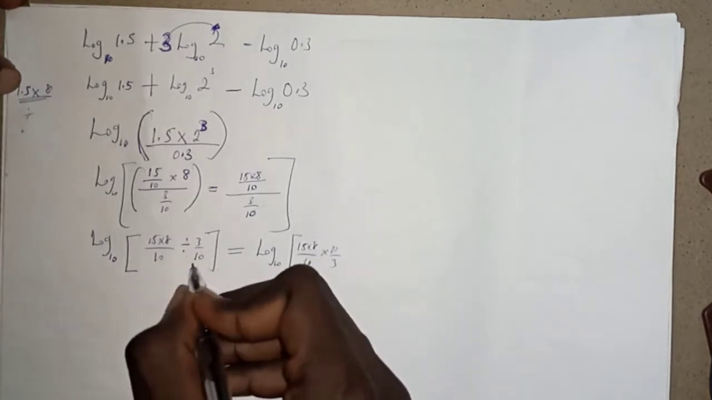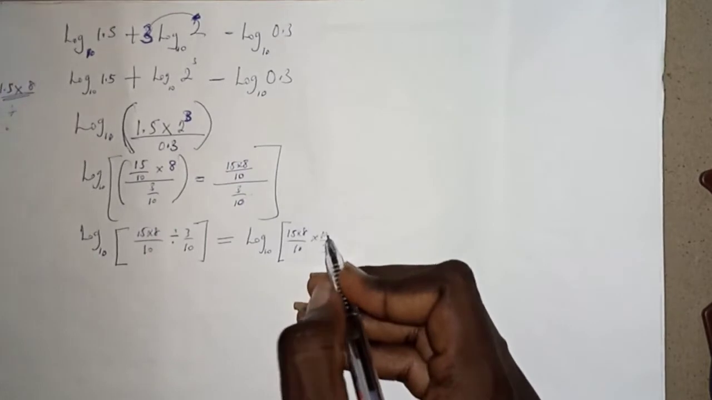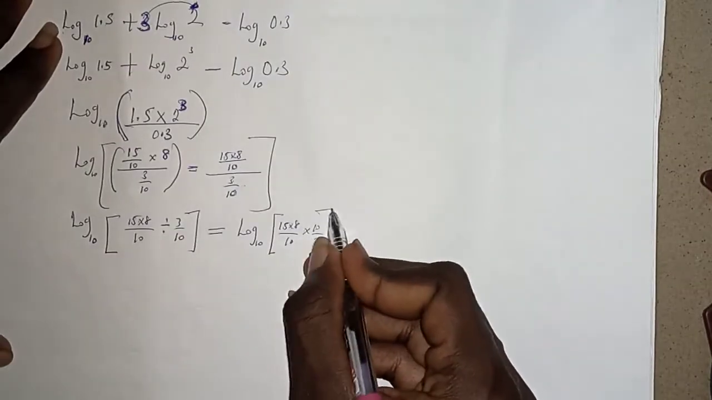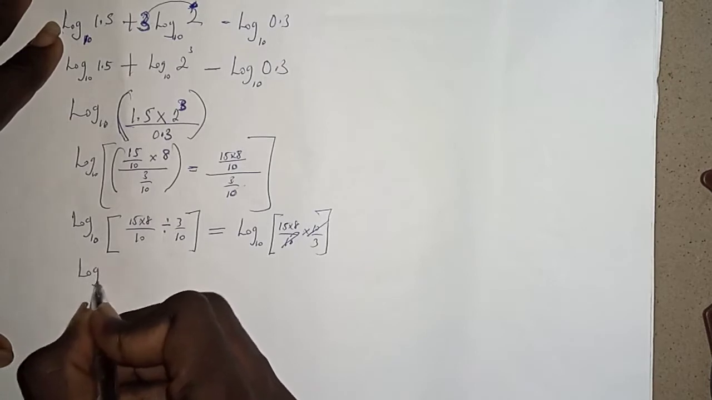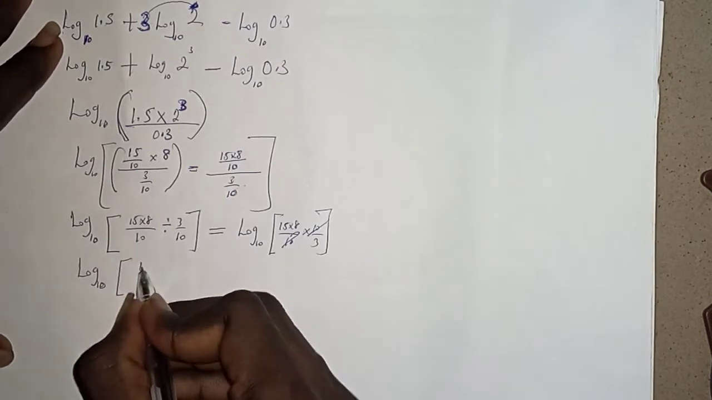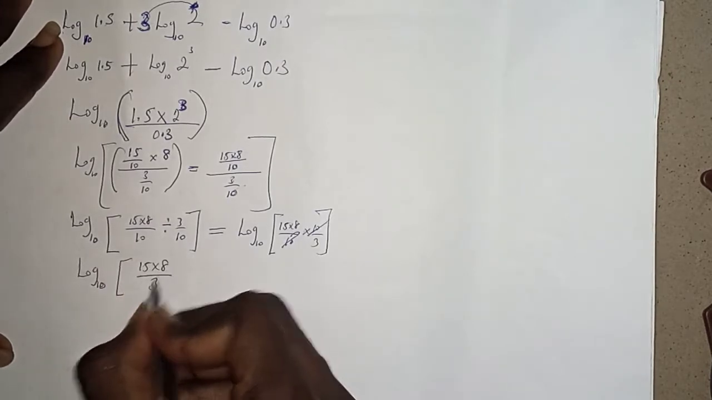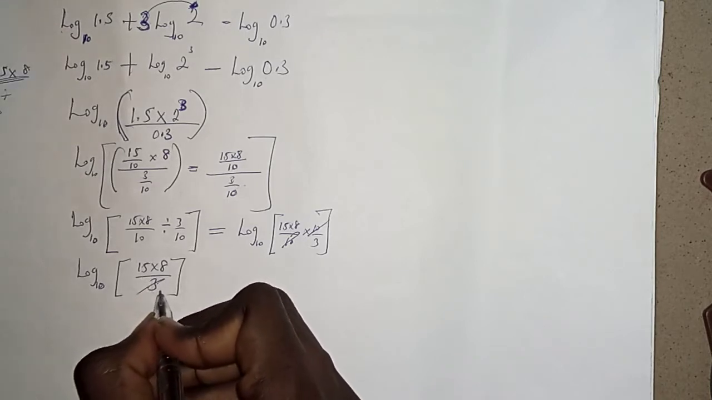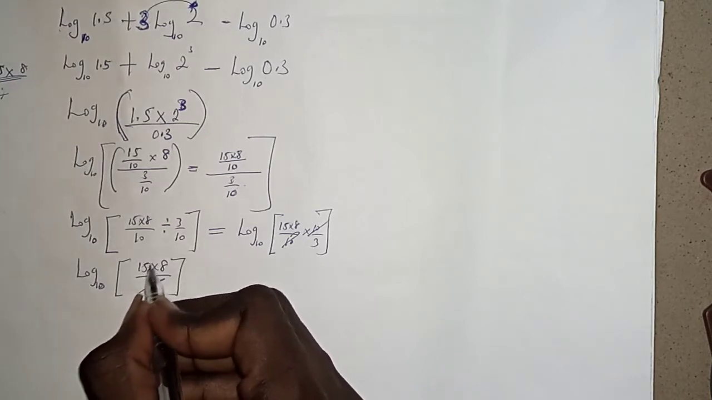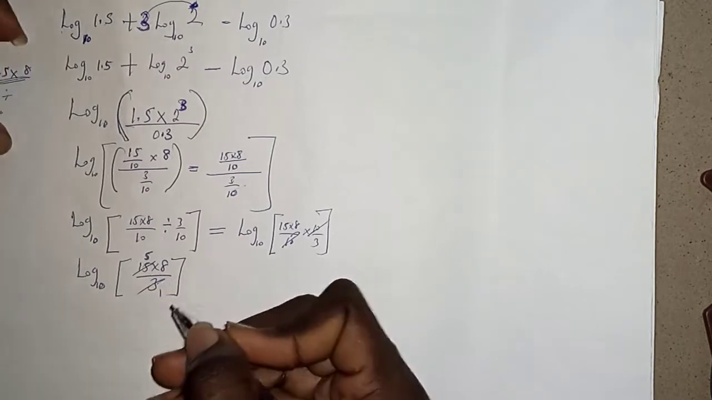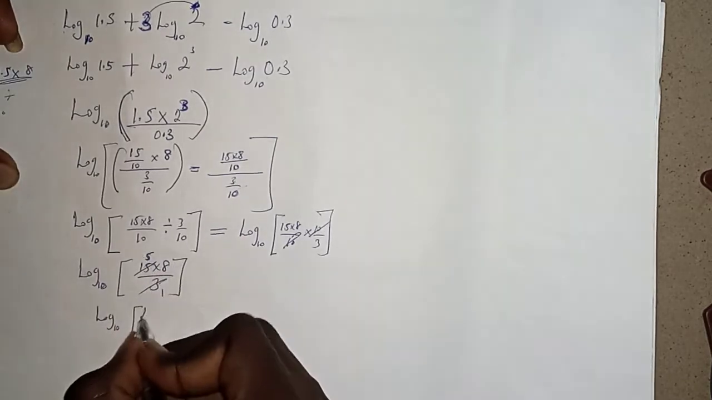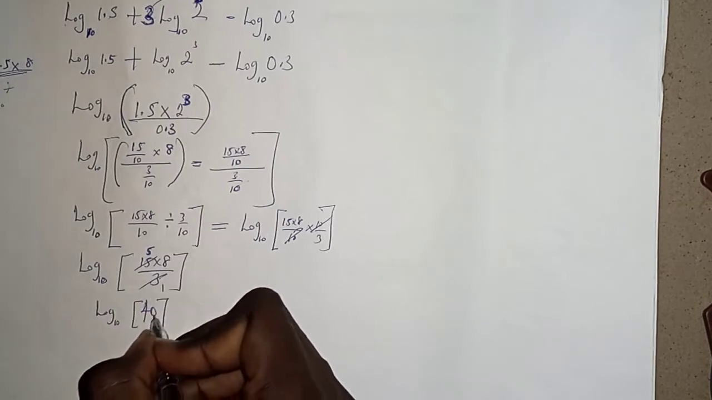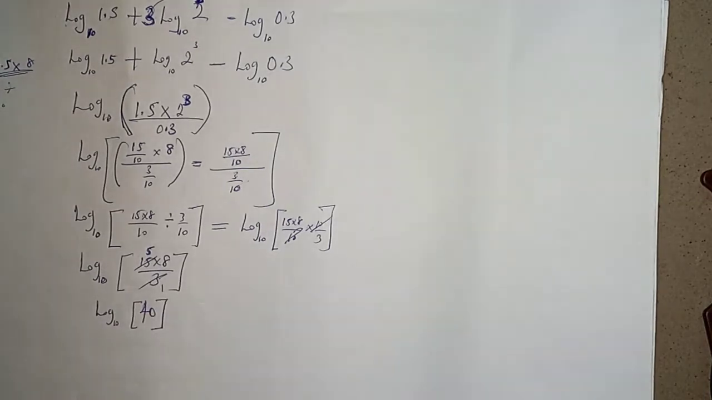This goes up and this comes down. So the next thing for us to do from here is 10 will cancel 10. So whatever I have left should be logarithm to base 10 of 15 times 8 over 3. 3 into 3 is 1, and 3 into 15 is 5. So whatever I have left now is logarithm of 5 times 8. What is 8 times 5? 40.